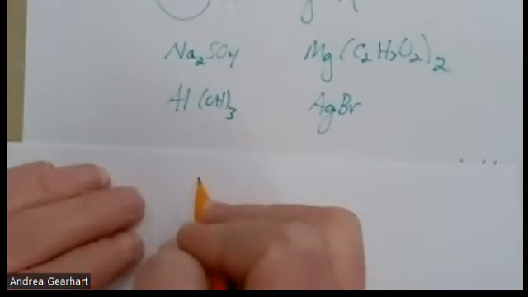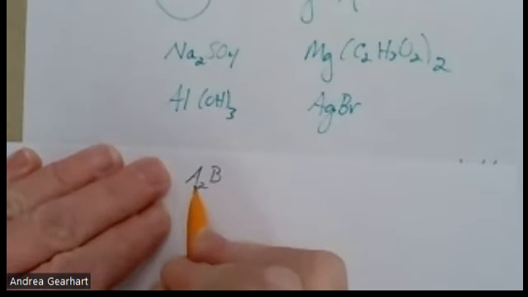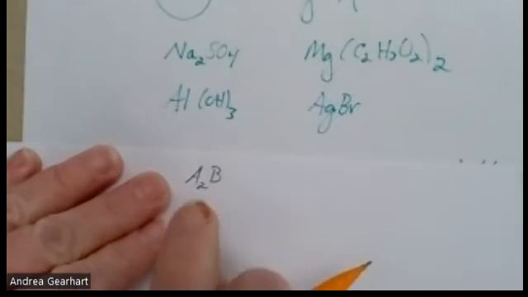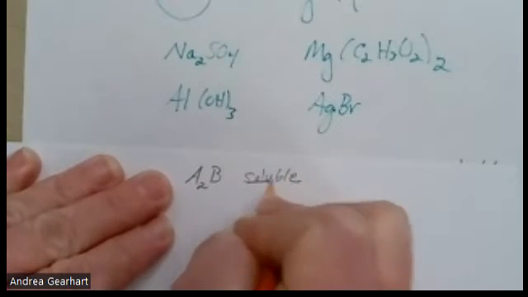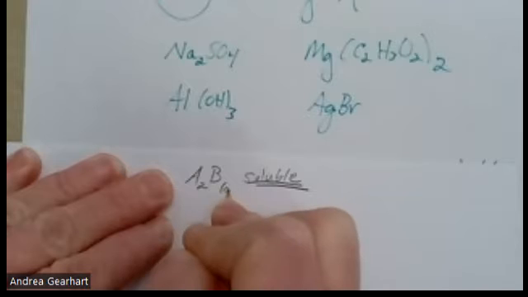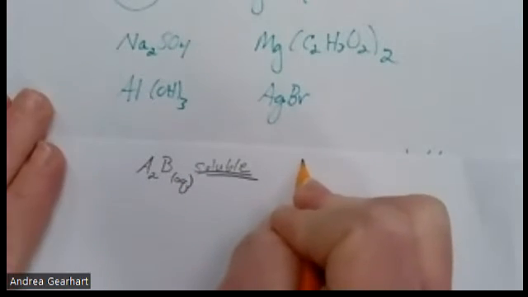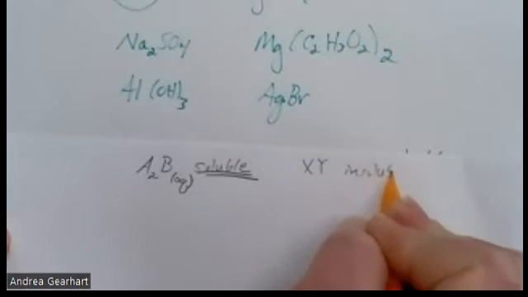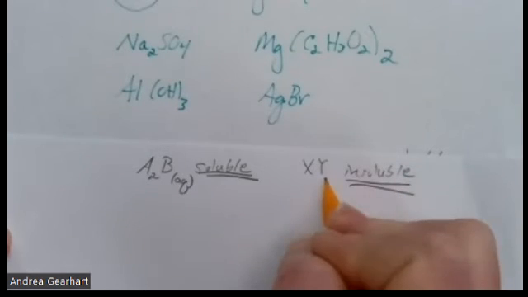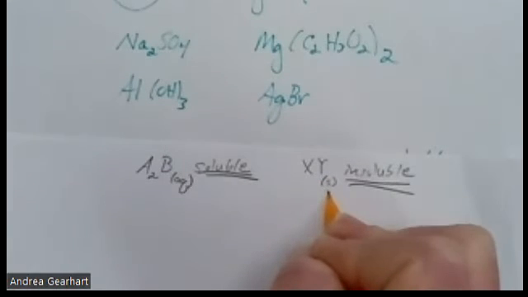If our compound, so let's say it's A2B, just being so generic, is soluble, we know it dissociates. And if it dissociates and is soluble in water, then I would use the phase symbol of AQ. Let's say that there's another compound, let's just say it's XY, and we find it is insoluble, and it will not dissociate. So we would write S. It is not soluble, no dissociation, will not act as an electrolyte.